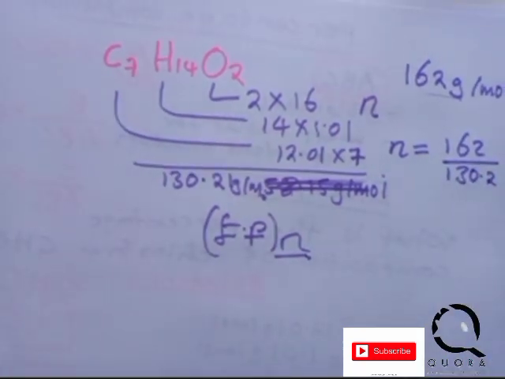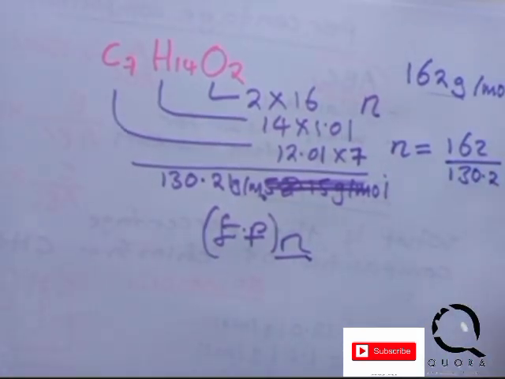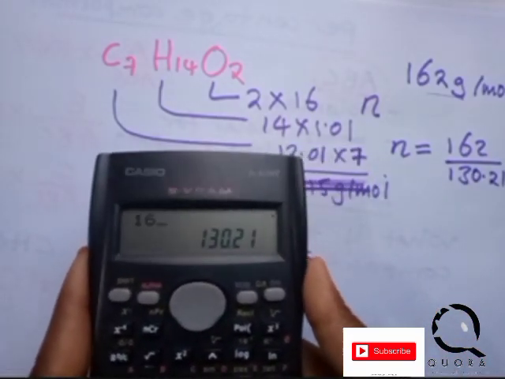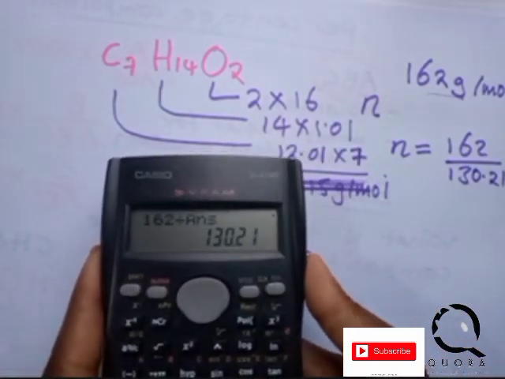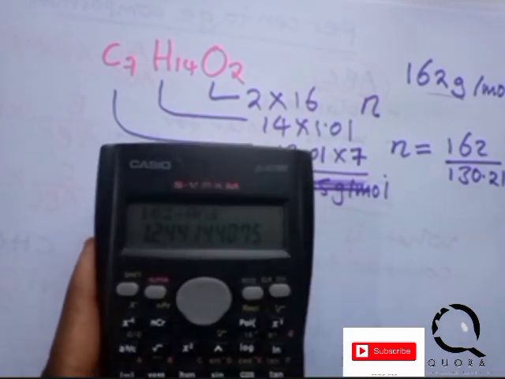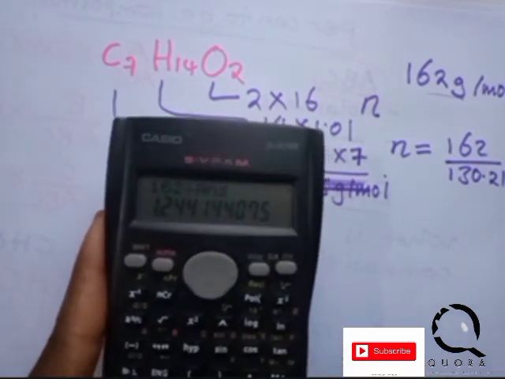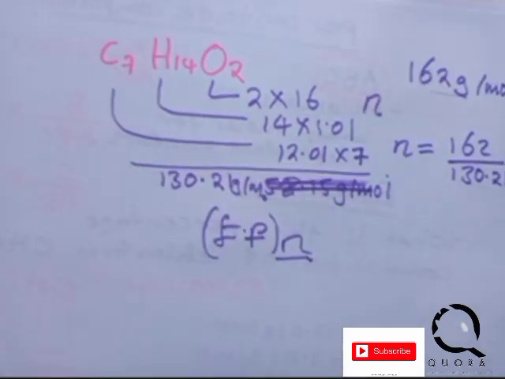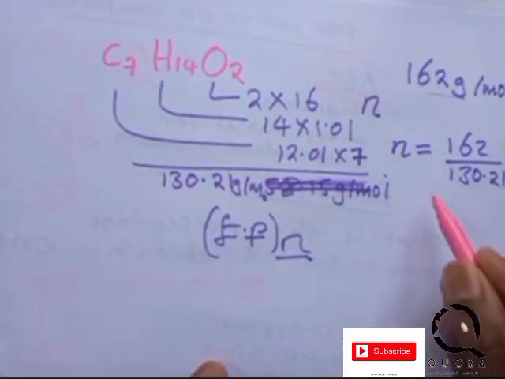130.21, if I'm not mistaken. Yes. So the calculator kept the answer. I'll just say 162 divided by the answer. So we are getting our answer as 1.24, of which this answer is going to be about 1.2.